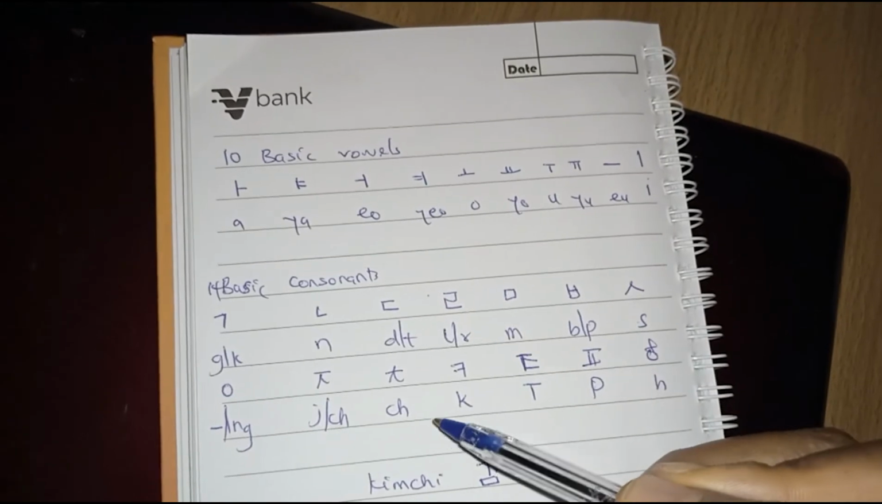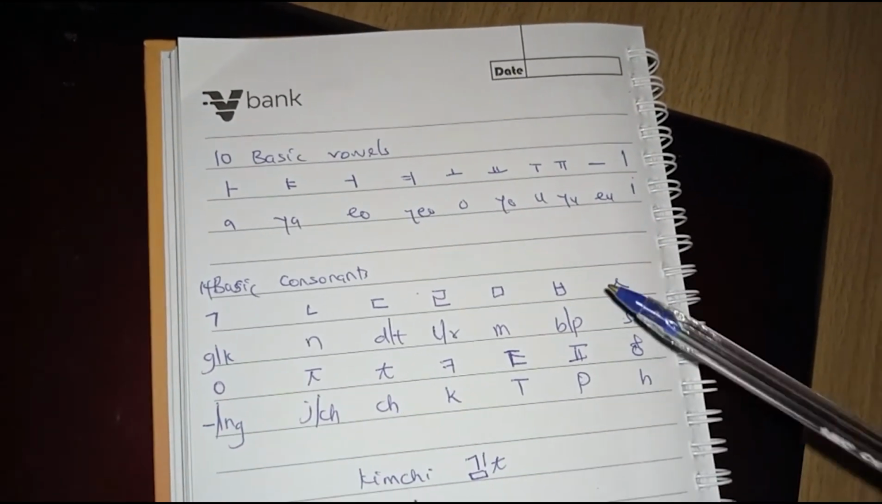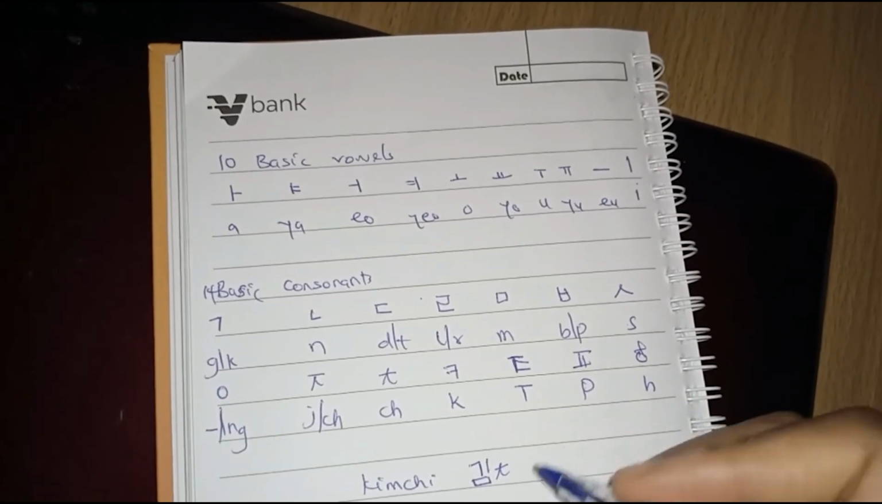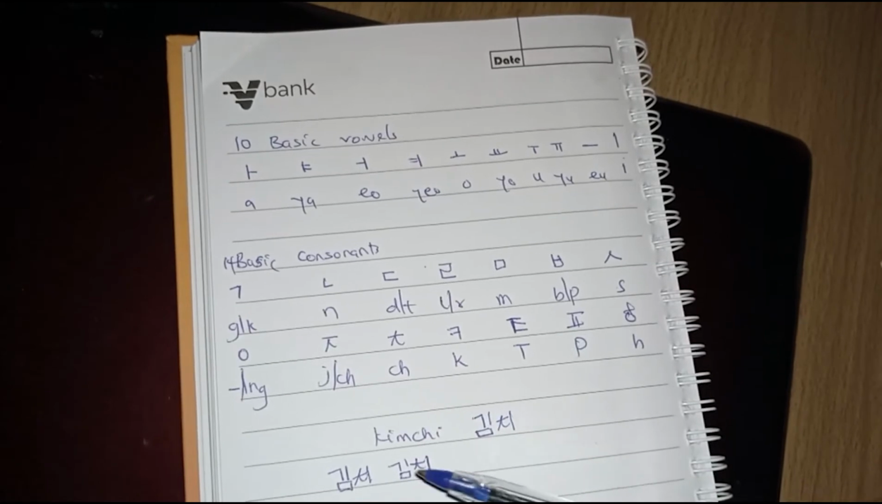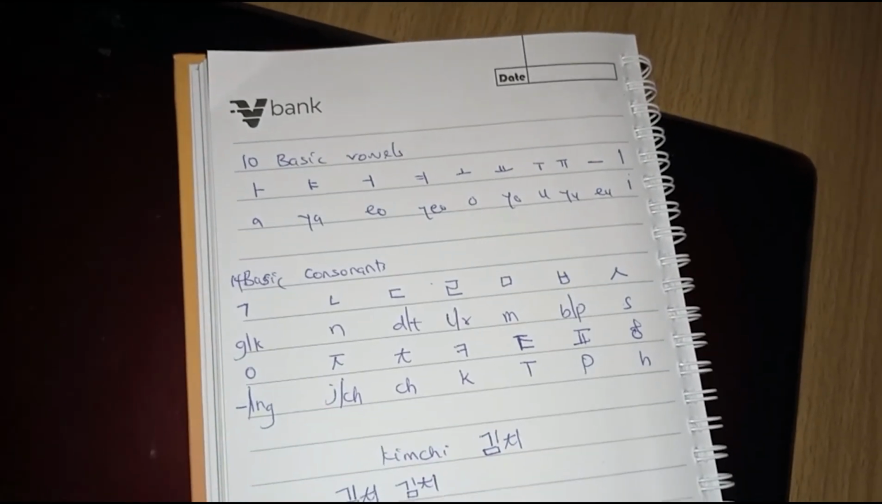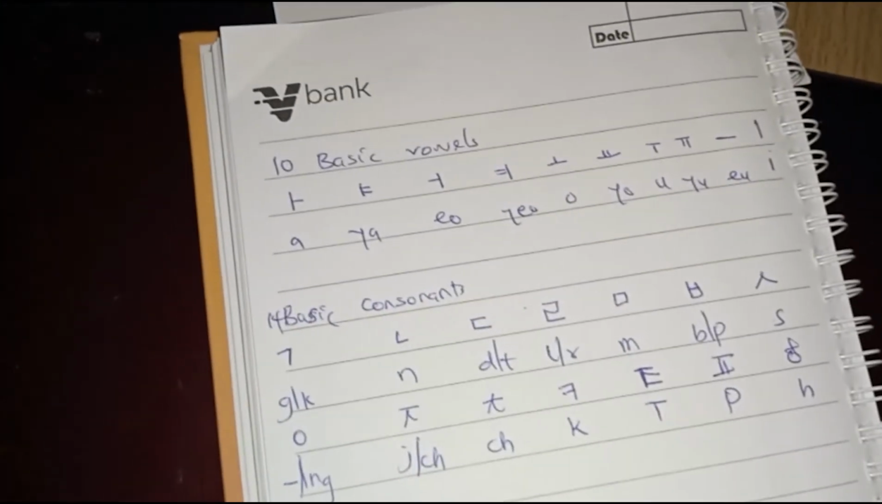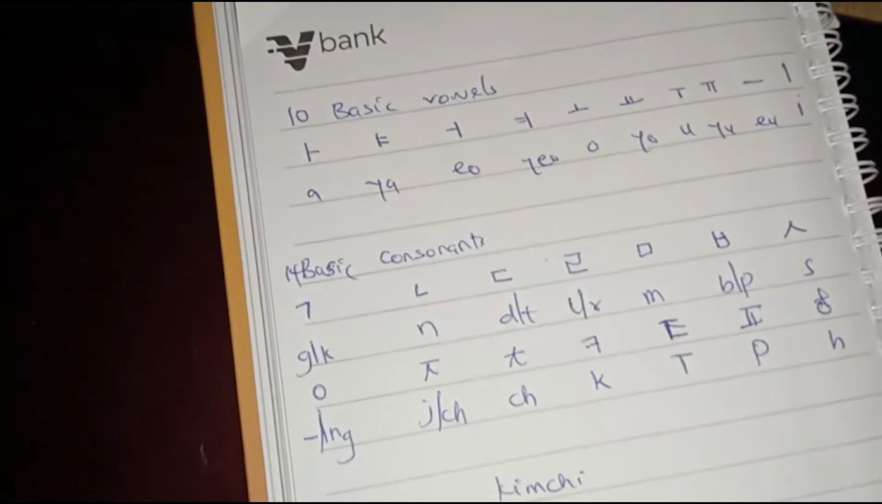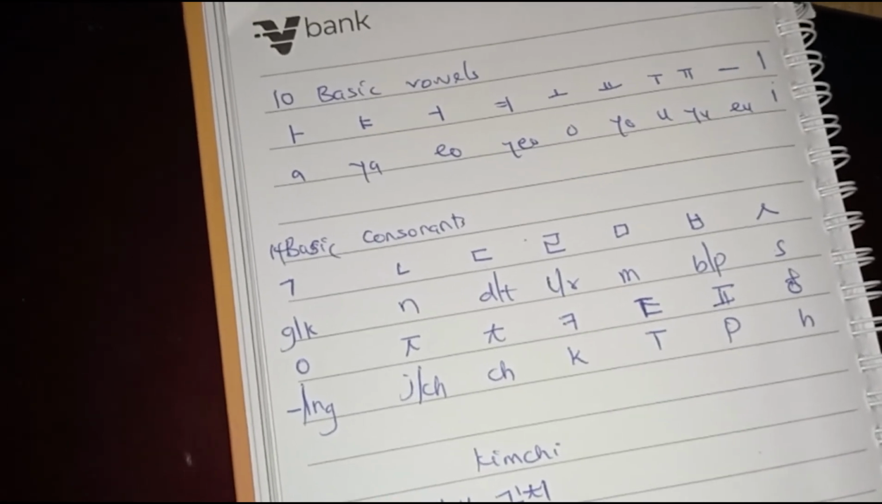Then you look for CH, you write it. You look for I, you write I again. So kimchi, kimchi, kimchi. That is how you write kimchi. So the same thing with other words that you would want to write.